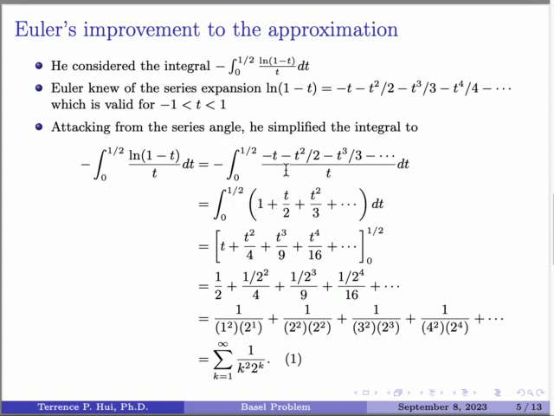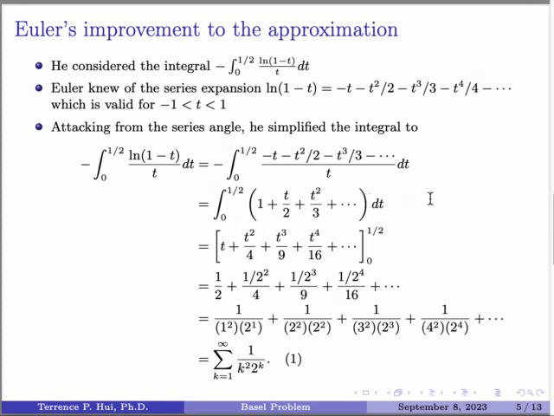t over t is 1. t squared over 2 divided by t is t over 2. t cubed over 3 divided by t is t squared over 3, and so on. This infinite series. Then he integrated term by term and got t plus t squared over 4 plus t cubed over 9 plus t to the 4th over 16 and so on, evaluated from 0 to 1/2.